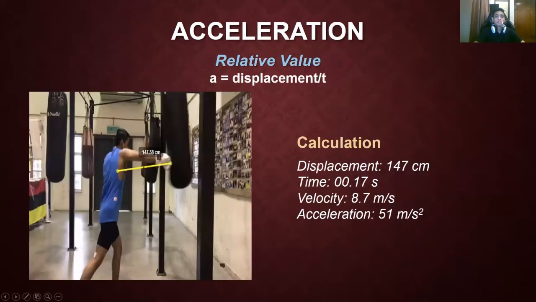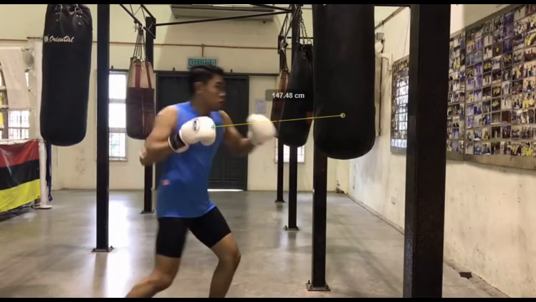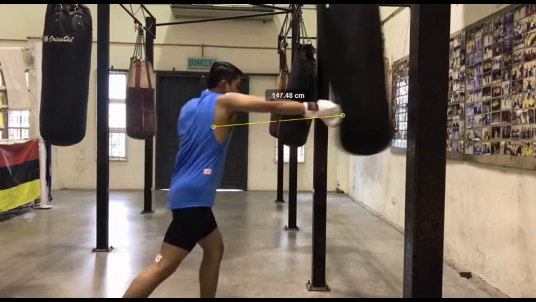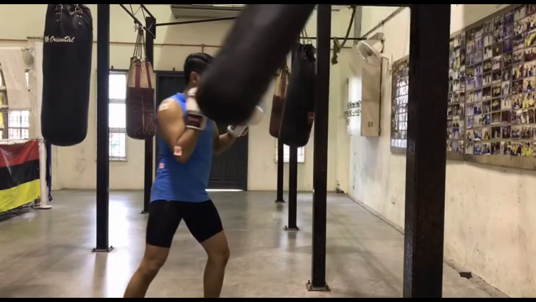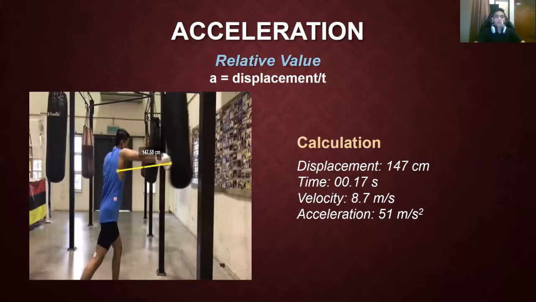Moving next to the last one, acceleration relative value. As you can see, the boxer stands at a point which is 1 meter from the bag. Then he is asked to perform a cross or straight punch technique as hard as he can with his dominant hand. The distance and time taken for the glove to hit the bag were recorded to see the acceleration.